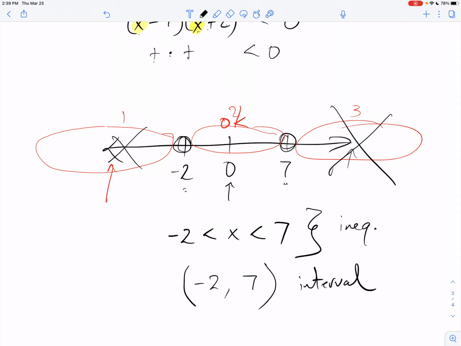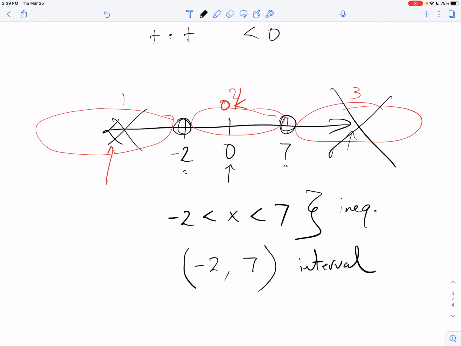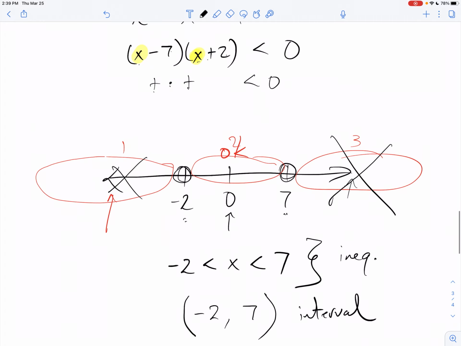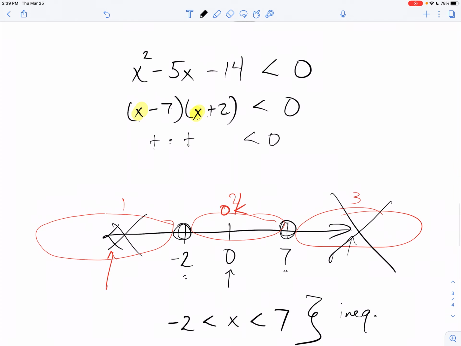So anyway, how do I know if I really did this problem right? I can pick any number that's in this region, any number between -2 and 7, and plug it back in. So I could plug in 5, let's say. 5's a number. If I wanted to plug in 5, 5 squared is 25. Minus 5 times 5, that's 25. Those would cancel each other out. I'd be left with -14. -14 is truly less than 0. So I validated my answer. I just said, yep, I'm right.